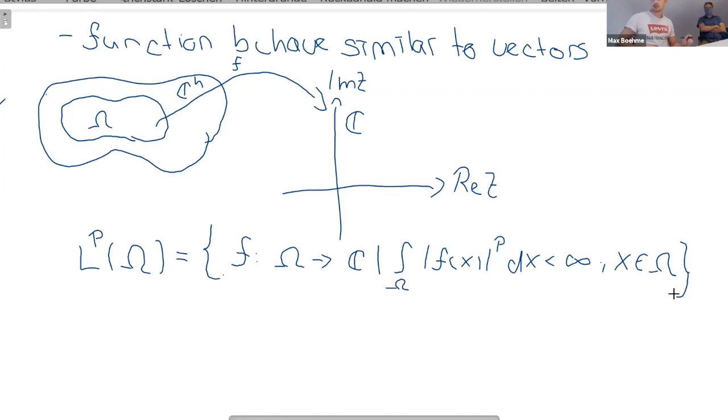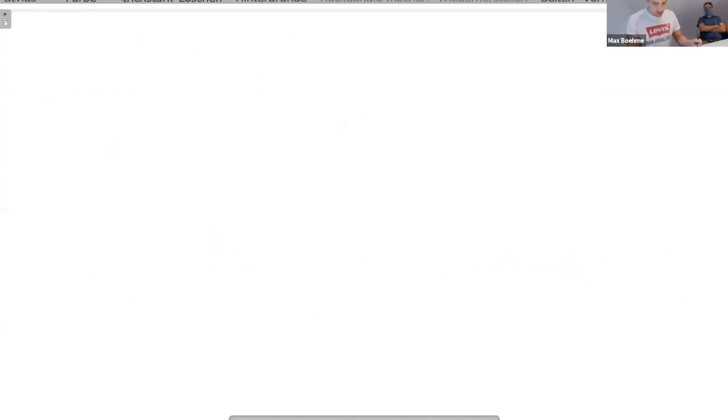Okay. And one important case, especially, is the L^2 space. Okay, any questions so far? Remember? Okay, great. We introduced the inner product in L^2.